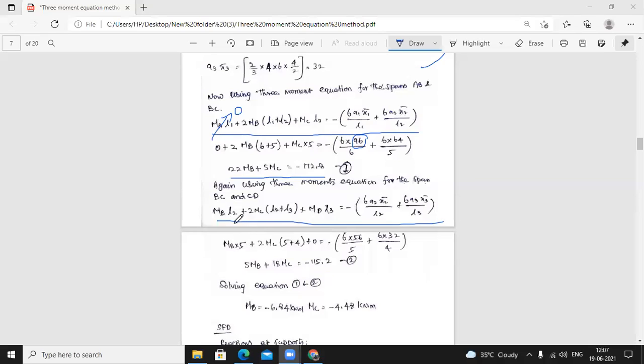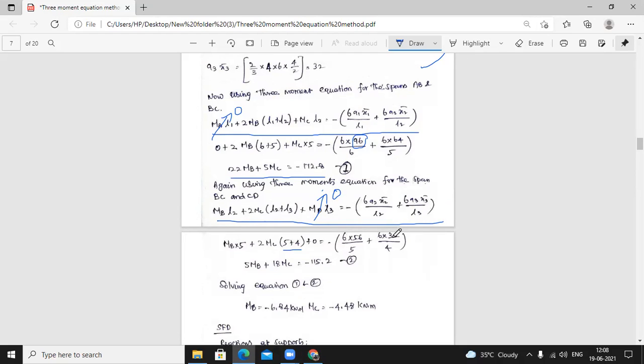So now students, substitute MB into what is L2? 5 meter, plus 2MC. What is L2 plus L3? 5 plus 4. MD is a simply supported edge, so it is 0. Which is equal to minus 6A2 X2 bar divided by L2 plus 6A3 X3 bar divided by L3.